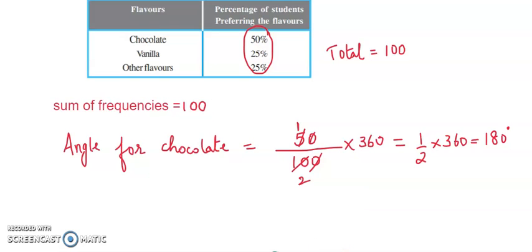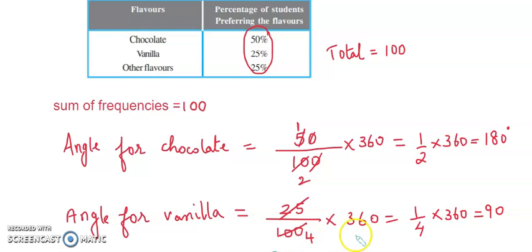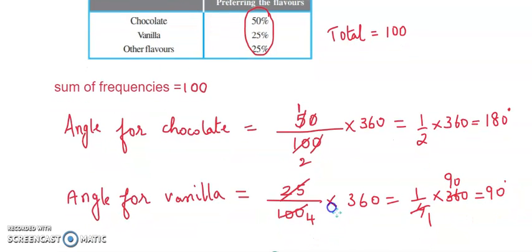Next, vanilla. Whatever angle we're going to get for vanilla, it's going to be the same for other flavors because both of them are 25%, right? So what is the individual value for vanilla? 25. Total is 100 multiplied by 360. Now 25 divided by 100 is 1/4. So 1/4 multiplied by 360 will give me 90. Again, 25 ones are 25, fours are 100. So 1/4 multiplied by 360, 4 ones are 4, 90s are 360. Okay. So the same value I'm going to get for other flavors.